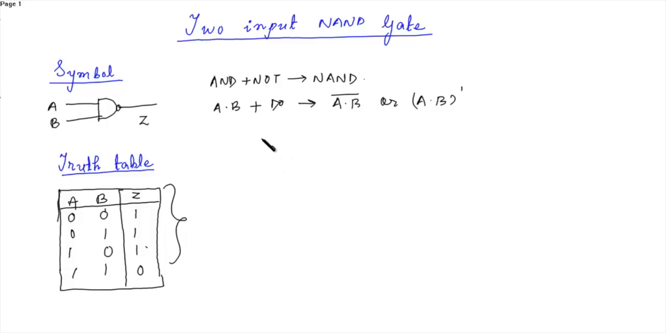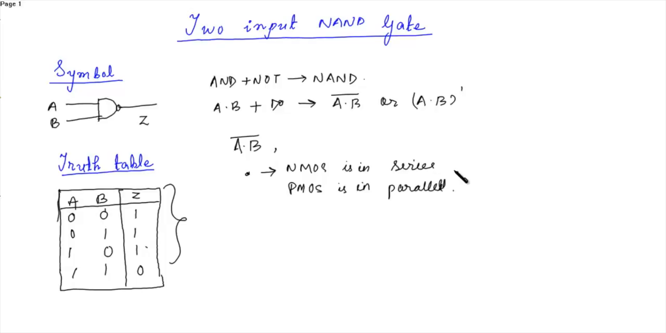Now, since this is A dot B bar, when we have a dot operator, we know that the NMOS will be in series and the PMOS will be in parallel. So the NMOS is in series and the PMOS is in parallel. Since there are two inputs, we need two PMOS and two NMOS.